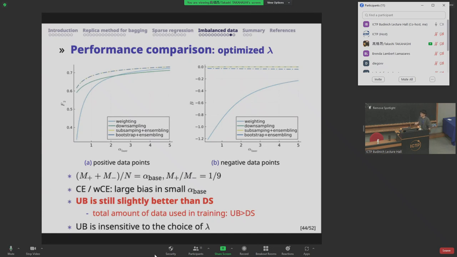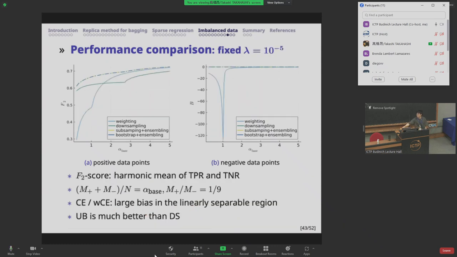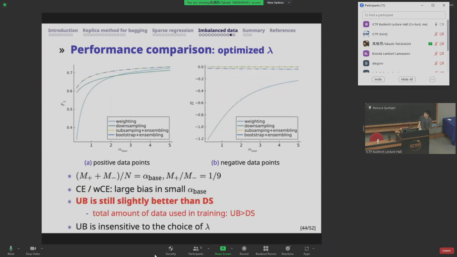This may come as a surprise because in the previous cases, the generalization error is the same as the optimal ridge estimator. But in this case, because the total amount of data used in the training is much larger than in the downsampling case, we can obtain some performance gain. And we can also see that underbagging seems to be very insensitive to the choice of the regularization parameter. So it seems that in the high dimension case, which would be relevant to the training of neural networks, the sampling method performs very well.